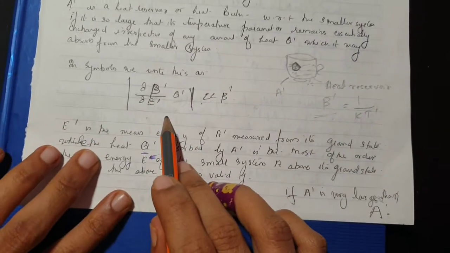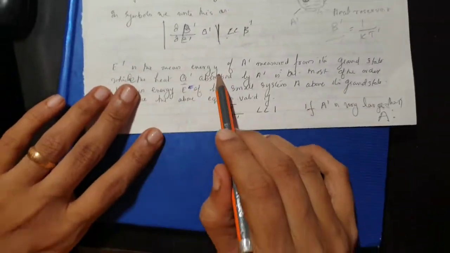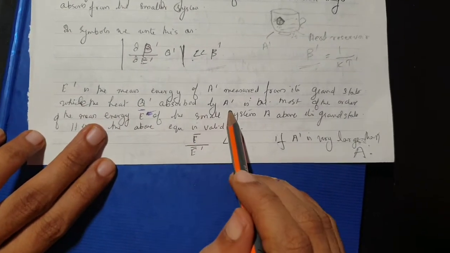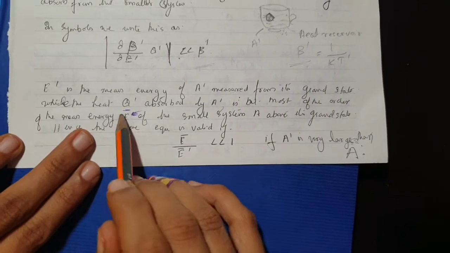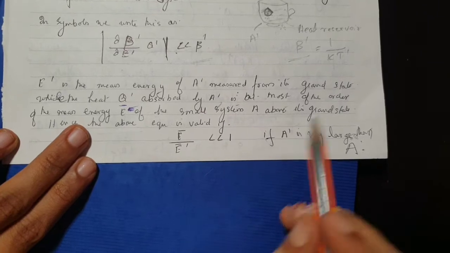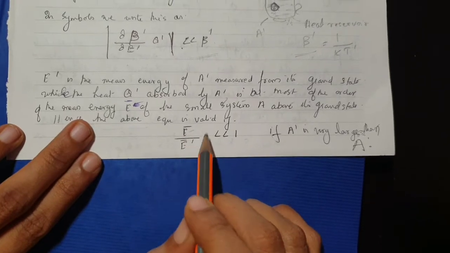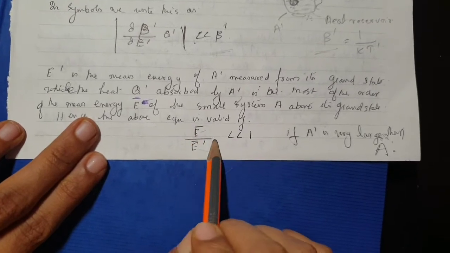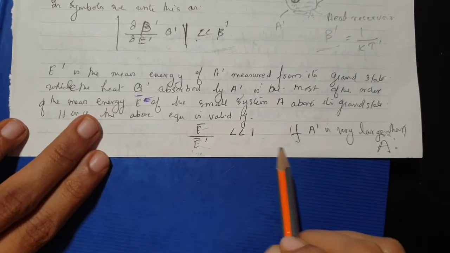So the change in this beta value is much less compared to the original beta, where E dash is the mean energy of A dash measured from its ground state, while the heat Q dash absorbed by A dash is at most of the order of the mean energy E bar of the small system. This bar means average energy, and this is your lemon and this is your hot cup of tea. When you divide the average energy of the lemon piece by the mean energy of the hot tea cup, it will be much less than 1.